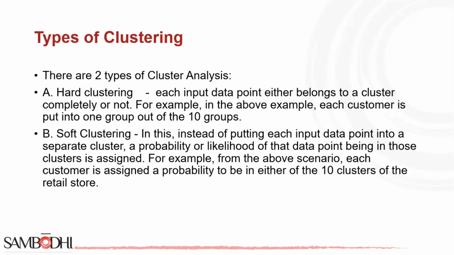In soft clustering, instead of putting each input data into a separate cluster, a probability or likelihood of the data point being in those clusters is assigned. For example, from the above scenario, each customer is assigned a probability to be in either of the 10 clusters of the retail store.